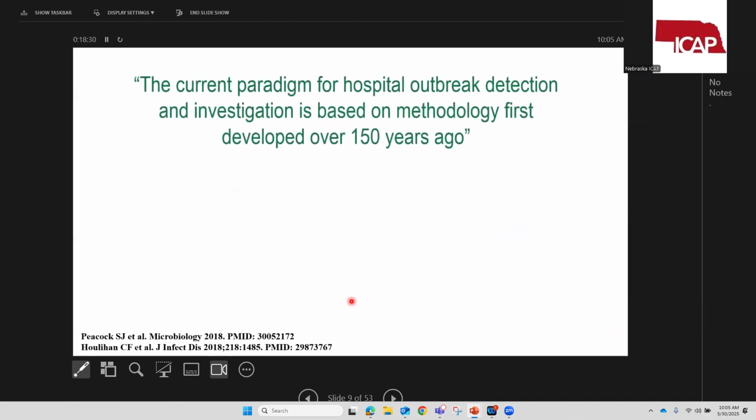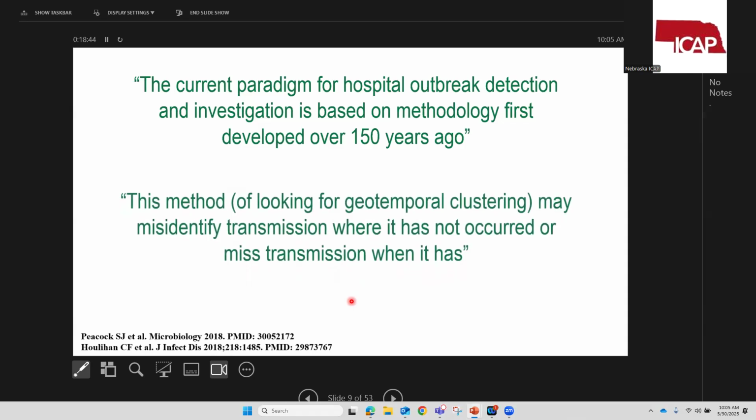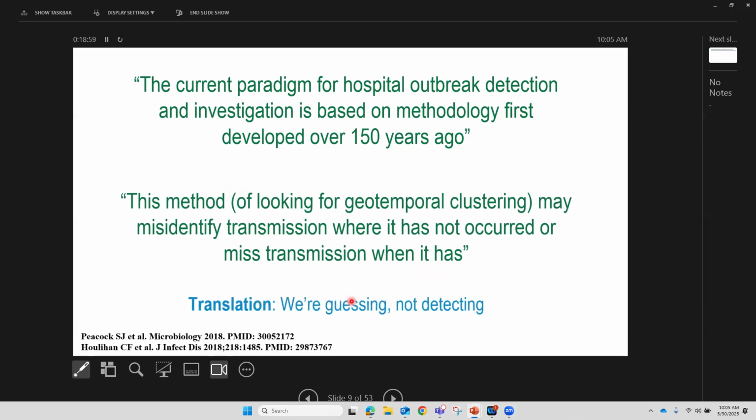Okay, so one of my favorite quotes is that the current methods that we use for outbreak detection in hospitals is based on methods that are over 150 years old. And that is actually correct. And then another quote, this method of looking for temporal clustering in hospitals misidentifies transmission where it has not occurred and misses transmission when it has. And I'm going to show you evidence that both of these quotes are very relevant. So basically, the translation is we are guessing, not detecting when it comes to outbreaks in hospitals.